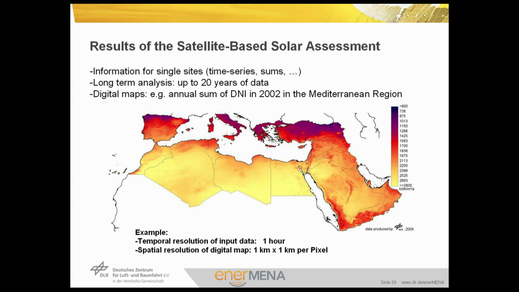Satellite-based solar assessment gives you different results. For example, you can obtain information for single sites like time series, sums, and so on. It allows you to do long-term analysis. You can obtain up to 20 years of data. You can create digital maps. For example, here we see the annual sum of DNI in 2002 in the Mediterranean region. For example, the temporal resolution of the input data can be 1 hour, and the spatial resolution of the digital map can be 1 kilometer times 1 kilometer per pixel.